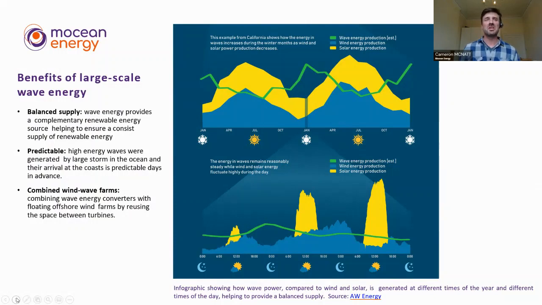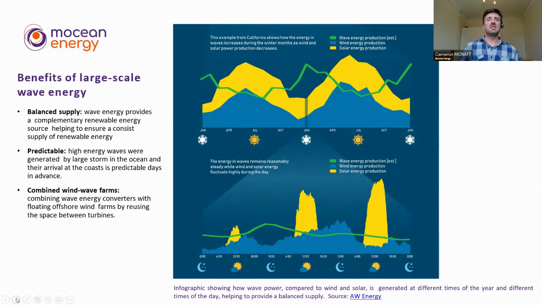While not quite as predictable as tidal, where you can predict the tidal flows years in advance, wave energy is more predictable than wind or solar. So the waves that are providing energy at your coastline, the big swell, was generated by storms that happened out in the middle of the ocean, and you can actually predict the arrival of those waves, in some cases a week in advance, and certainly days in advance, which again is very beneficial to grid operators.